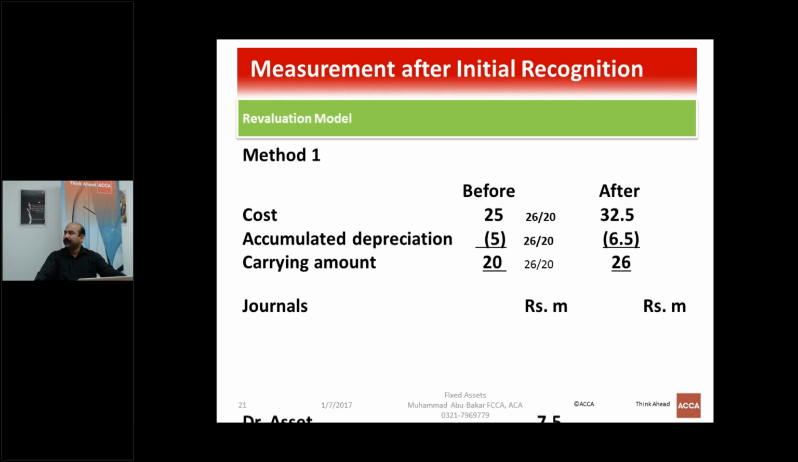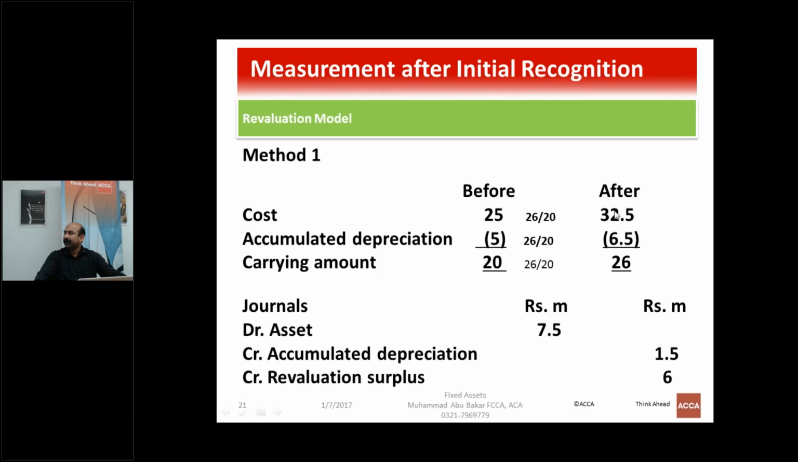And your entry will be, because the difference between 32.5 and 25 is 7.5, asset will be debited with 7.5, and accumulated depreciation credited with 1.5, and revaluation surplus with 6. Revaluation surplus with 6. So this is the double entry in case of method 1. This is after initial recognition.